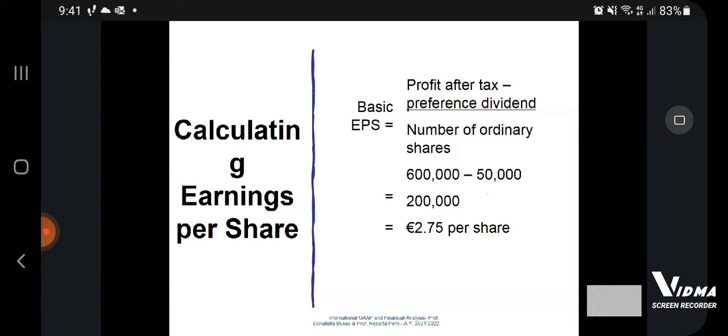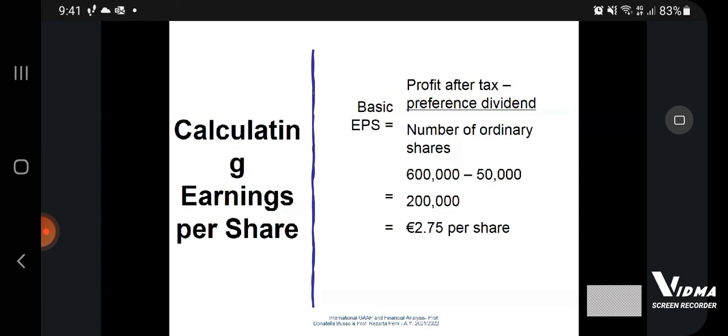This gives us a basic earnings per share, as you can see expressed in monetary units, as we mentioned, 2.75 euro per share. That means that for each share that the company has outstanding, has issued, the figure of earnings that potentially belong to each share is 2.75 euro. Was this calculation clear? Do we need to explain it again?